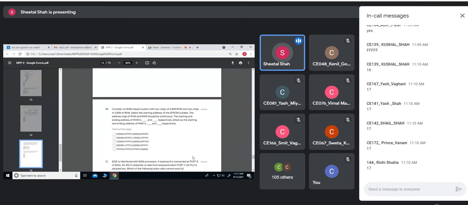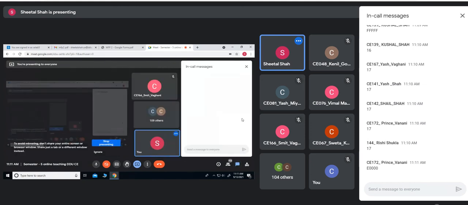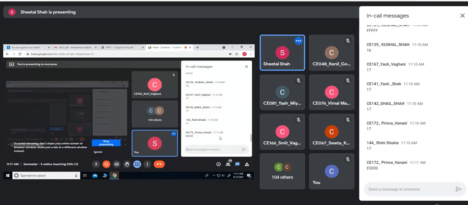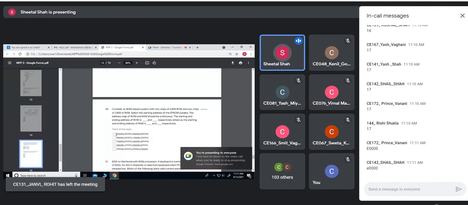For the starting address of the ROM, the higher order 3 bits, that is A19, A18 as well as A17, should be 1, whereas the rest should all be zeros. So what should be the starting address in that case? E0000. Very good. That would be the starting address. So here E0000 is the starting address, and the last address is FFFFF.